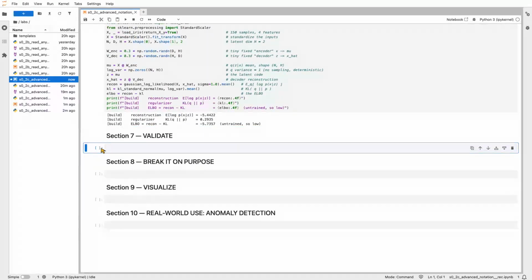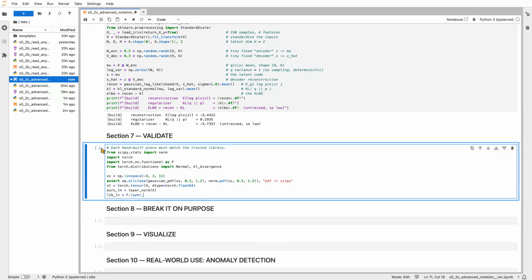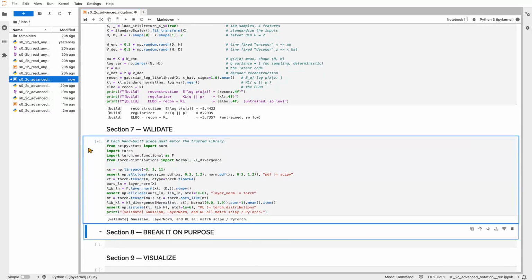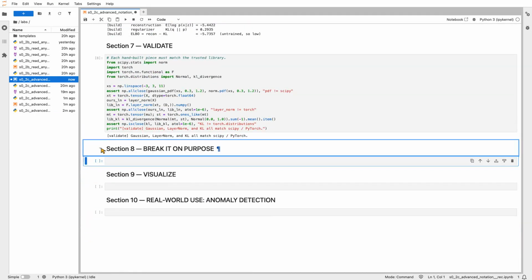Section 7. Validate. We check every piece against the libraries. Our Gaussian matches SciPy, our LayerNorm matches PyTorch, and our KL matches PyTorch's own distributions. All three agree.